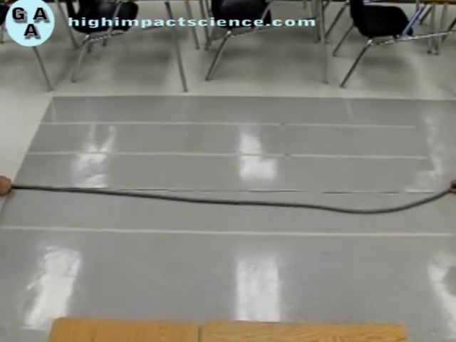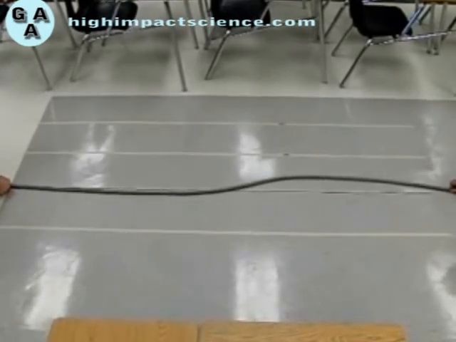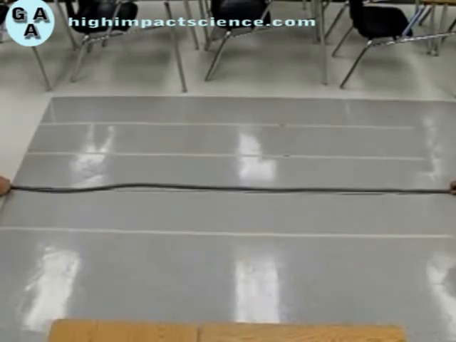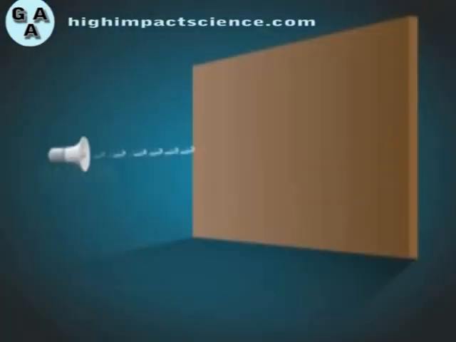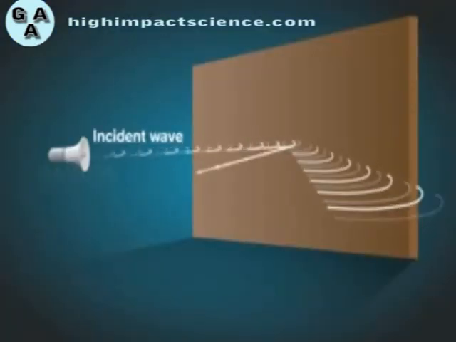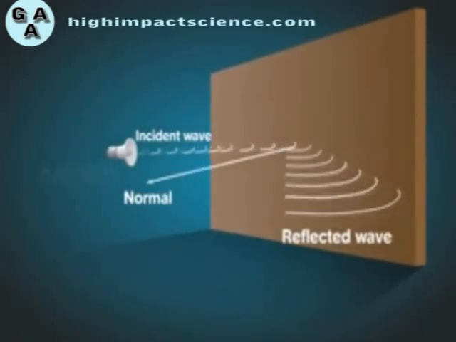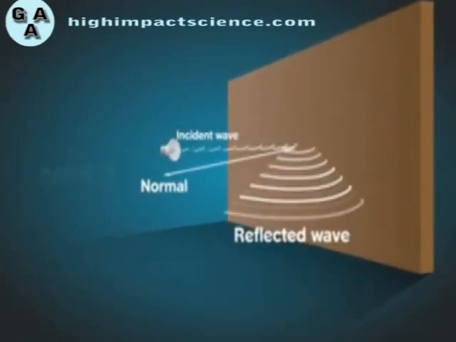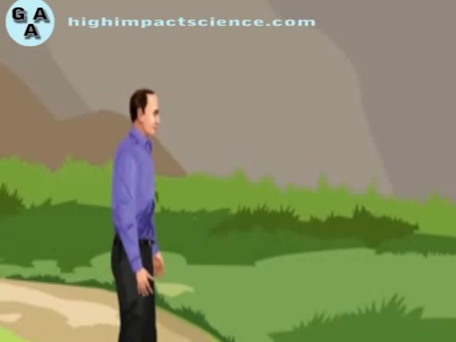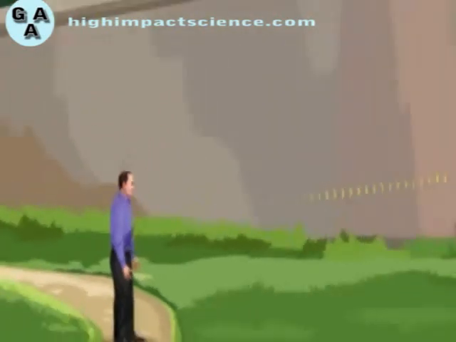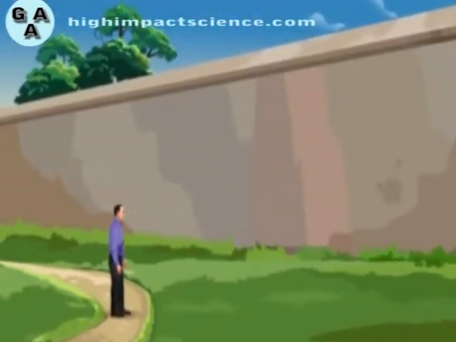Thus, waves suffer reflection and obey all the laws of reflection. So the angle of incidence is equal to the angle of reflection. Also, the incident wave, the reflected wave, and the normal at the point of incidence all lie on the same plane. Reflection of sound is vividly experienced in echoes. Reflection of light waves is obvious when light strikes a shiny smooth surface like a mirror.